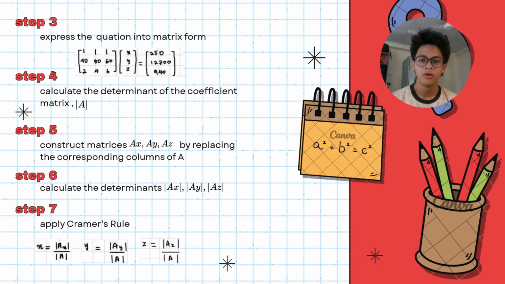For step 3, we need to express the linear equations in matrix form. Step 4, we need to calculate the determinant of the coefficient matrix A. Step 5, we need to construct matrices AX, AY, and AZ by replacing the corresponding columns of A. Step 6, calculate the determinant of AX, determinant of AY, and determinant of AZ. And then we need to apply Cramer's rule to find the values of X, Y, and Z.